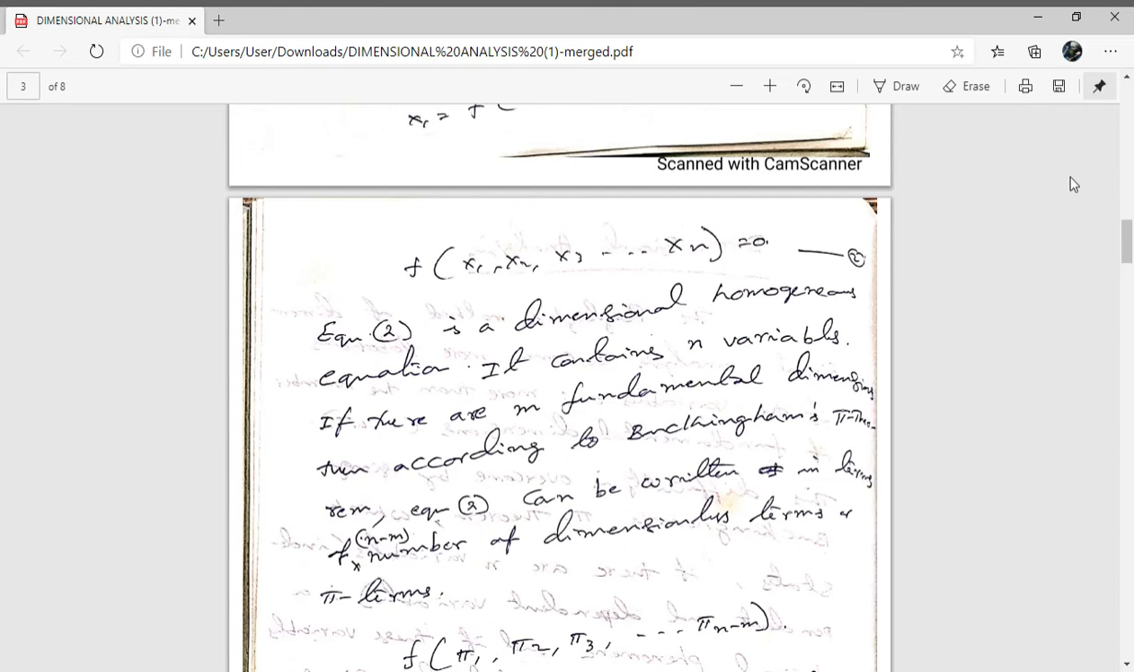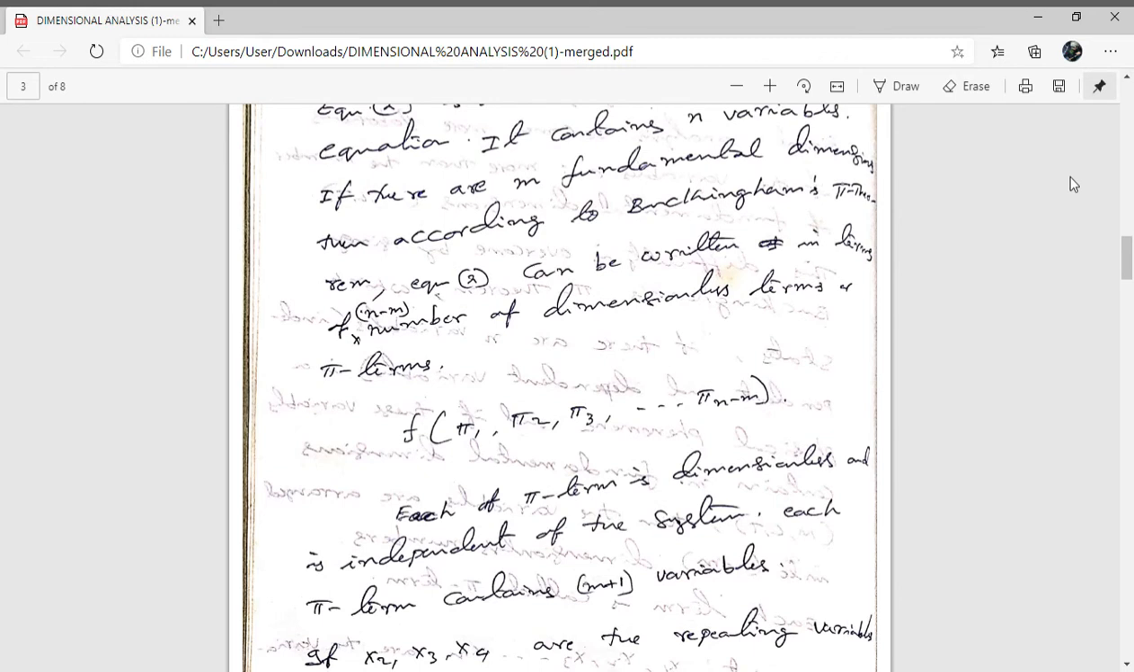And for this problem, as per Buckingham Pi theorem, as already discussed, there are n number of variables, where n means number of variables, and we are using the fundamental system MLT. That means there are three dimensions, so m equal to 3. So this problem we can simplify as n minus m dimensionless numbers, or n minus m pi terms. That means pi 1, pi 2, pi 3 up to pi n minus m.